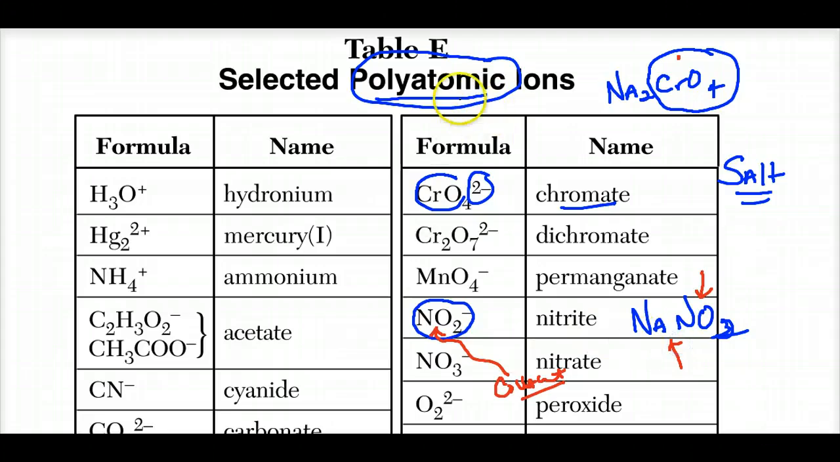So polyatomic ions have both covalent bonds and ionic bonds. Anytime they're asking for both, you're looking for something with a cluster of nonmetals in a salt compound, in an ionic compound.